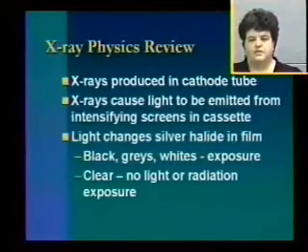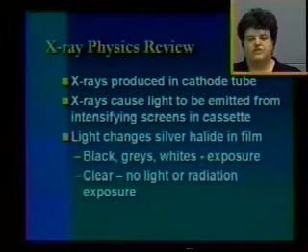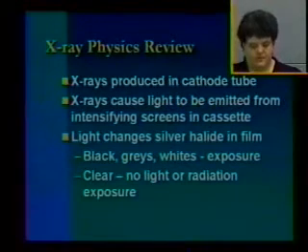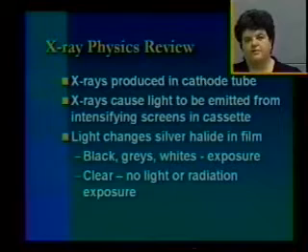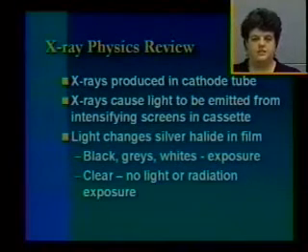The X-rays, once they've passed through the patient, cause the phosphors within the screens and the cassettes to emit light, and that light is actually what changes the silver halide in the film to the blacks and grays and whites that we're used to. So as you can see, black, grays, whites, they have areas that have been exposed or attenuated by the patient. And if you have a clear area, that area has had no light or radiation exposure.